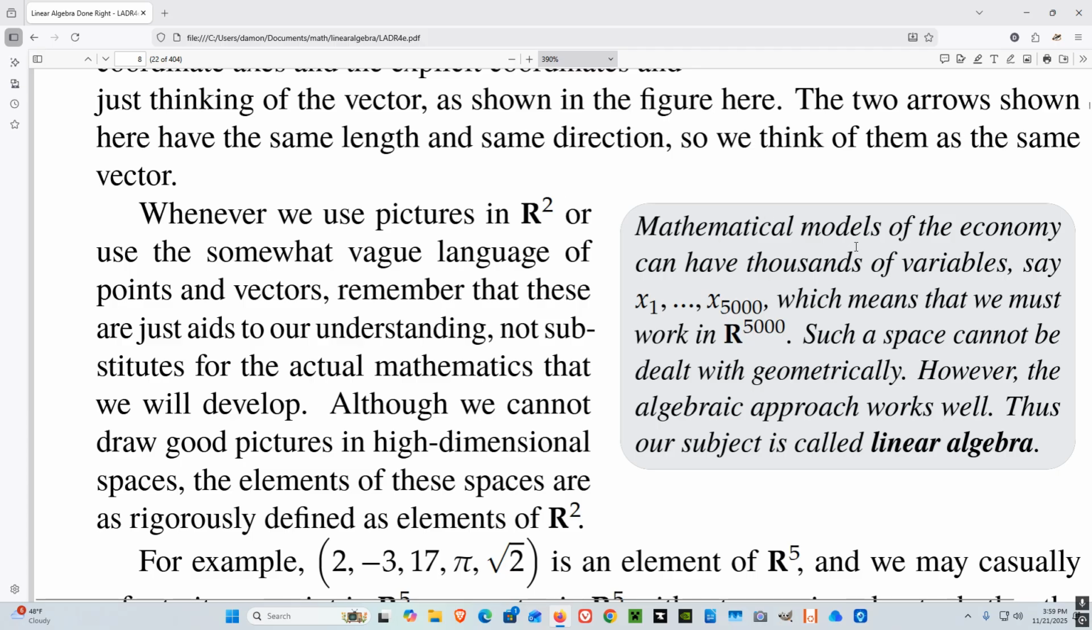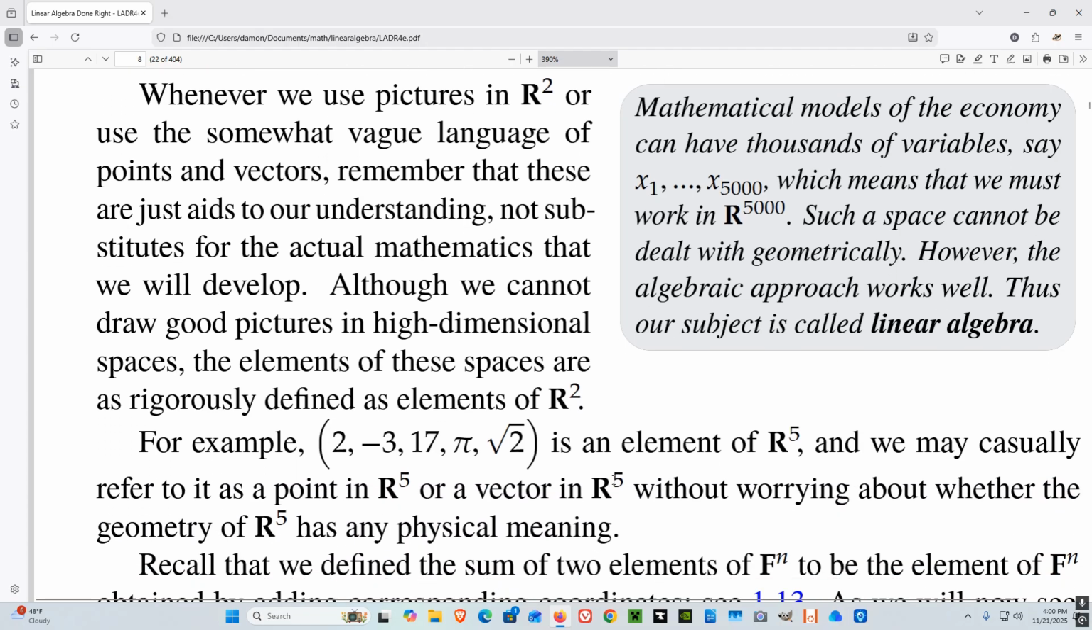You should know that mathematical models of the economy can have thousands of variables like x1 through x5000, which means that we must work in R^5000. Such a space cannot be dealt with geometrically. However, the algebraic approach works well. Thus, our subject is called linear algebra. Whenever we use pictures in R^2, or use the somewhat vague language of points and vectors, remember that these are just aids to our understanding, not substitutes for the actual mathematics that we will develop.